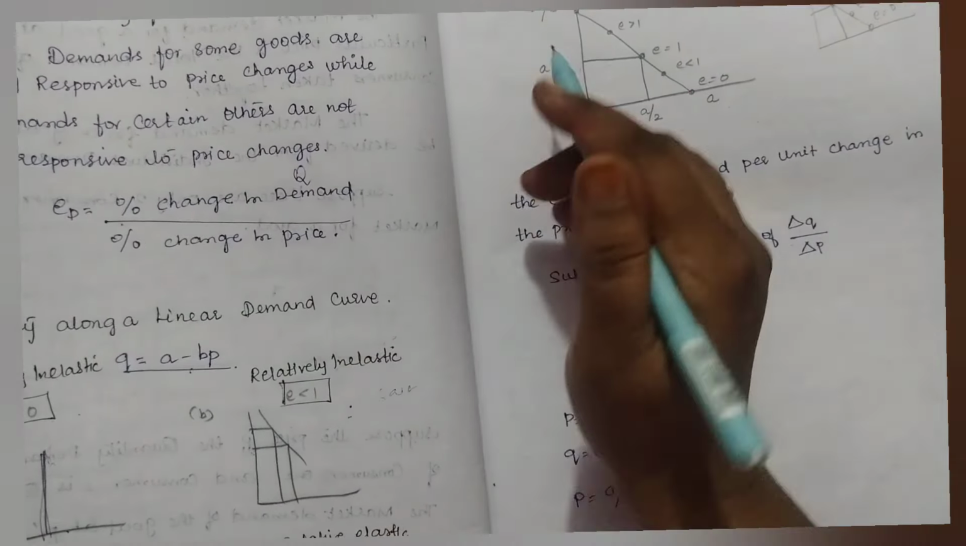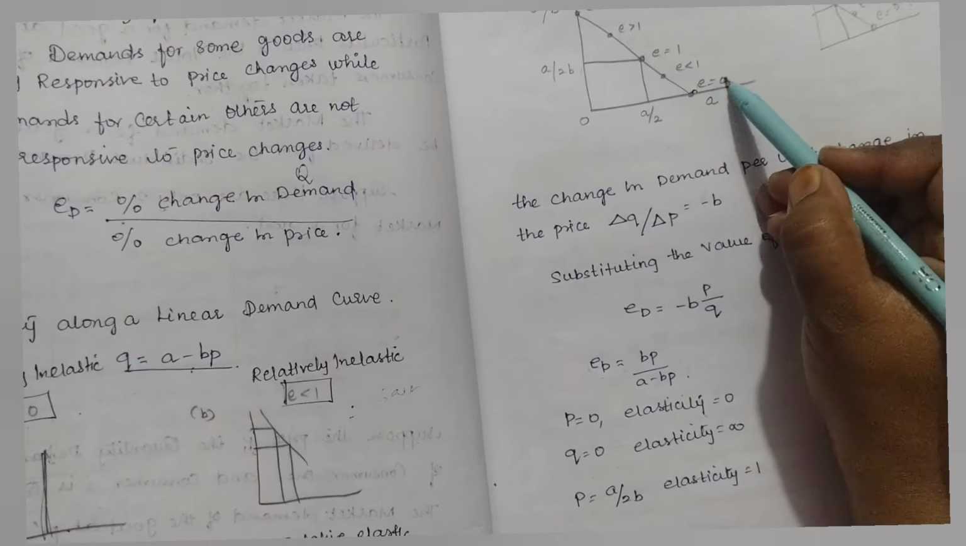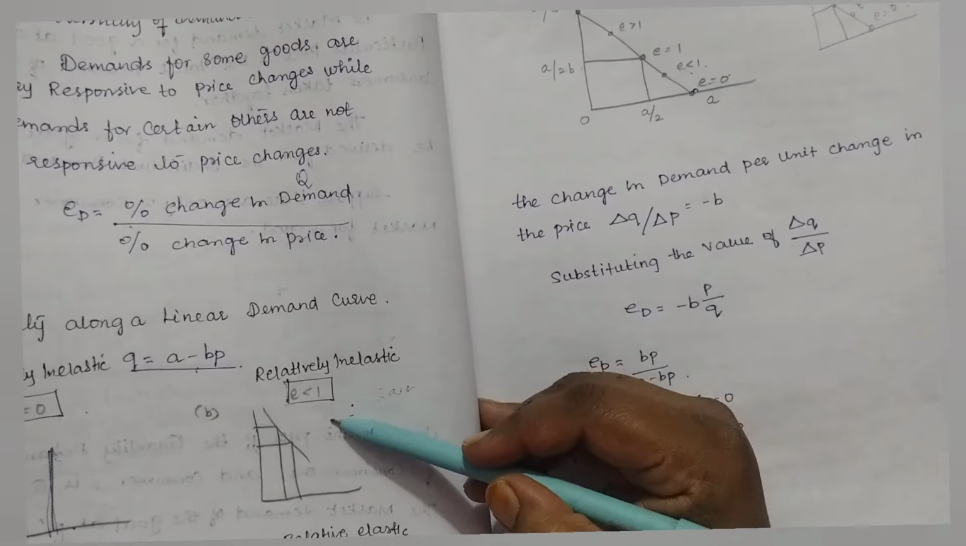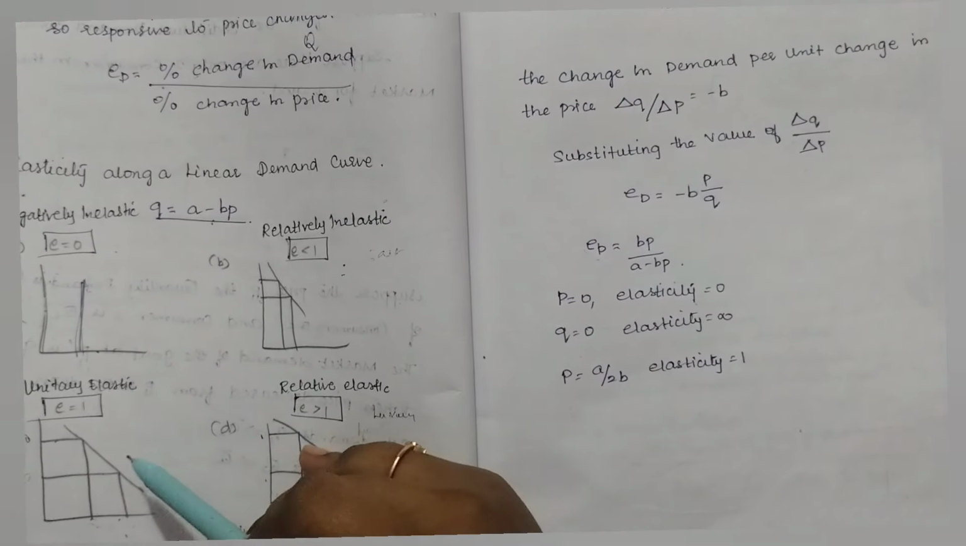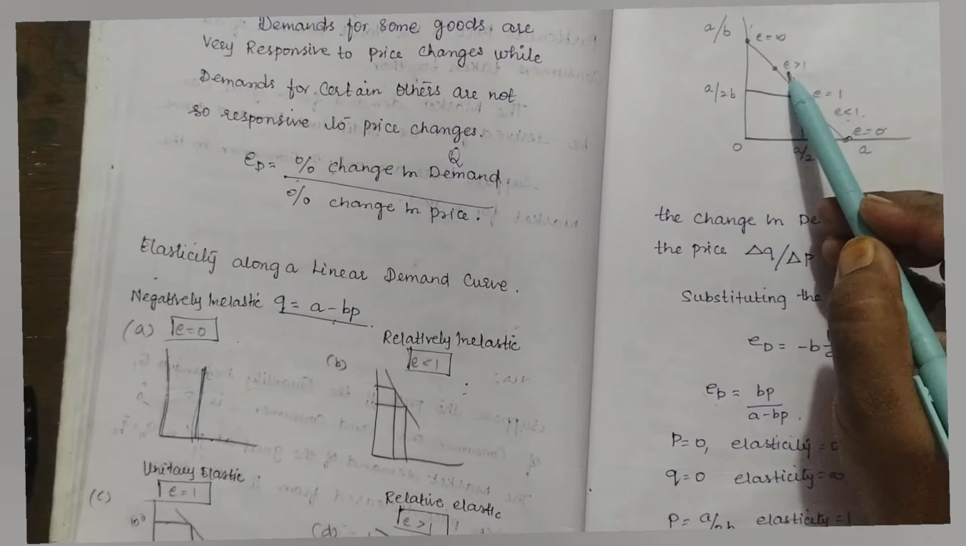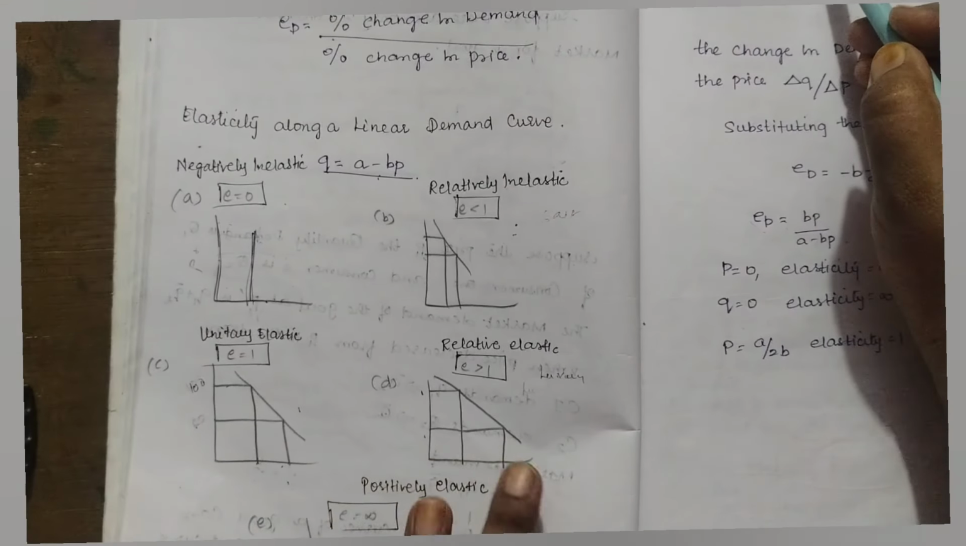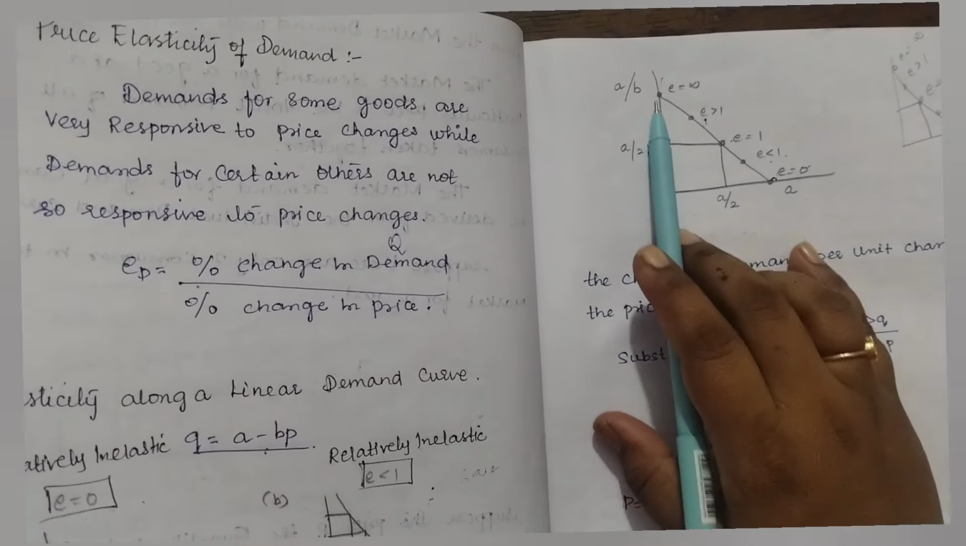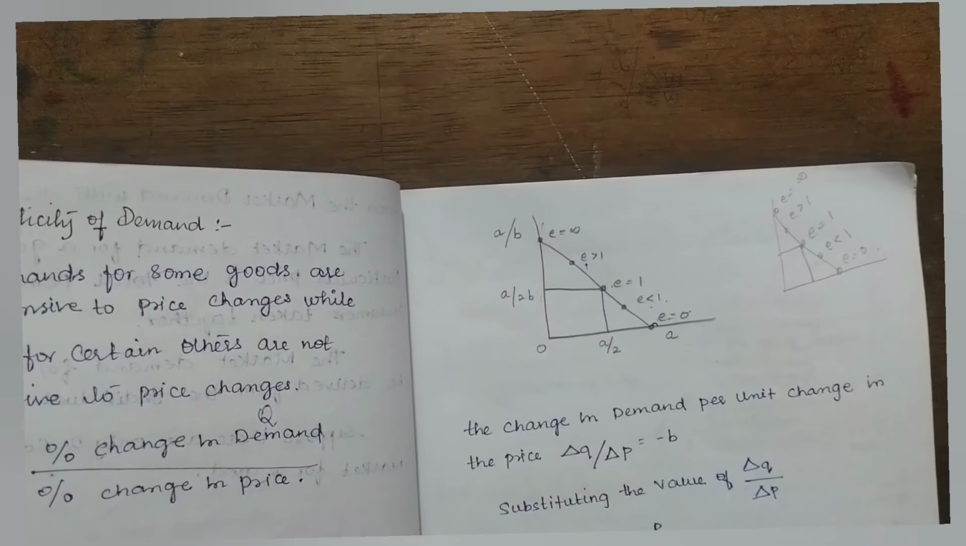So all these diagrams we are going to put in one diagram. So this is E is equal to 0. E is lesser than 1, which is relatively inelastic. After that E is equal to 1, which is unitary elastic. After that E is greater than 1, which is relatively elastic. E is equal to infinity, which is positively elastic. So all of this we are going to put in one diagram.